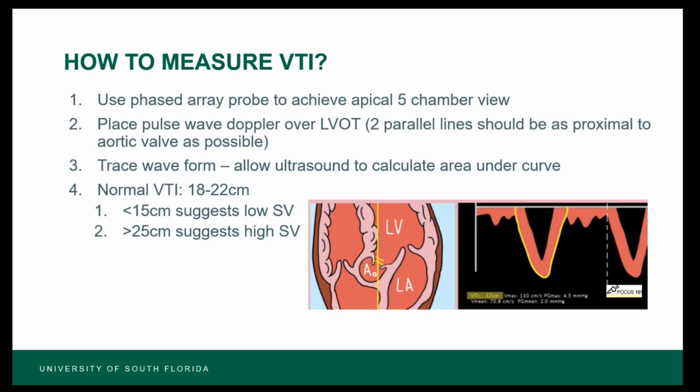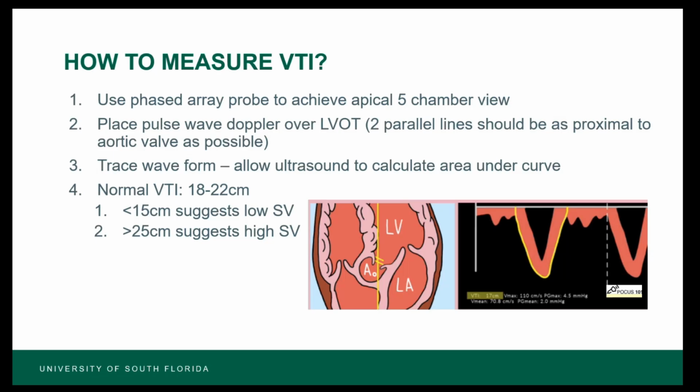And then you will use your tools to trace out that waveform, and then the machine will calculate an area under the curve. Looking at that graph, the y-axis is going to be the velocity at a given point in time, and the x-axis is going to be your actual time. That waveform we're seeing is going to be one beat of your heart. Once it calculates that area under the curve, that will be your velocity time integral. The normal range is going to be 18 to 22 centimeters.